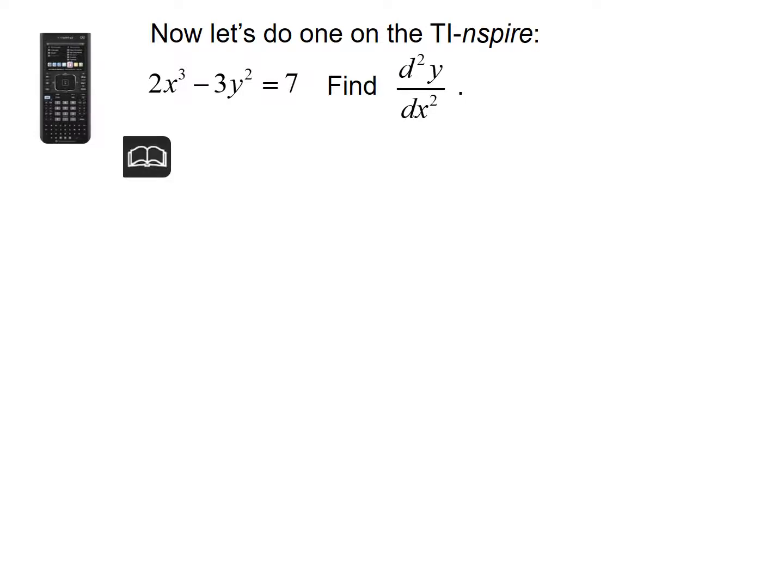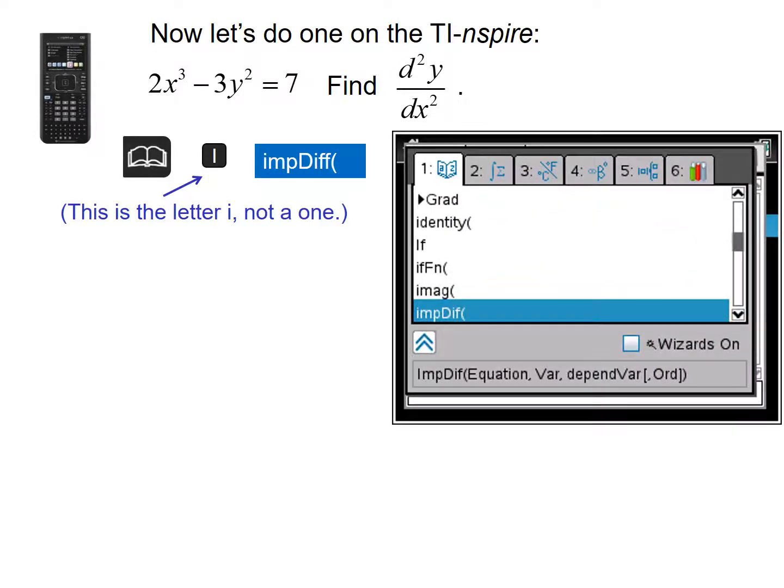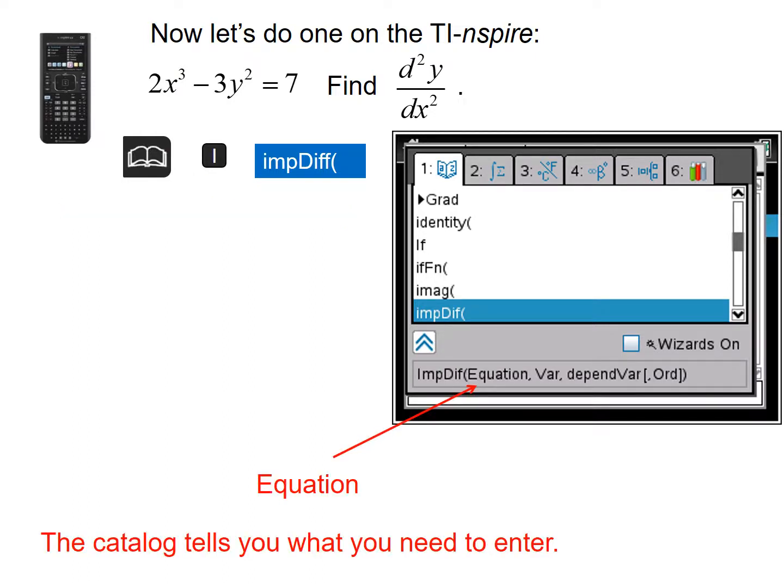Let's take a look at what our calculator can do. We can tell it to find the second derivative. We use this right here in your catalog, implicit differentiation. And always look at the bottom to see what your notation should look like. We want to type in our equation, the variable, so that would be the independent variable, the dependent variable. And whenever you see this notation where there's a bracket, that's an optional command. And ORD stands for order, meaning is it the first derivative, the second derivative, and so on. So in this case, if we want to find the second derivative, we're going to have to put in a 2 right there.